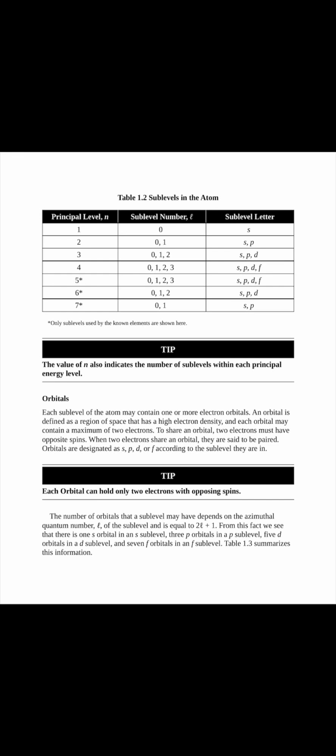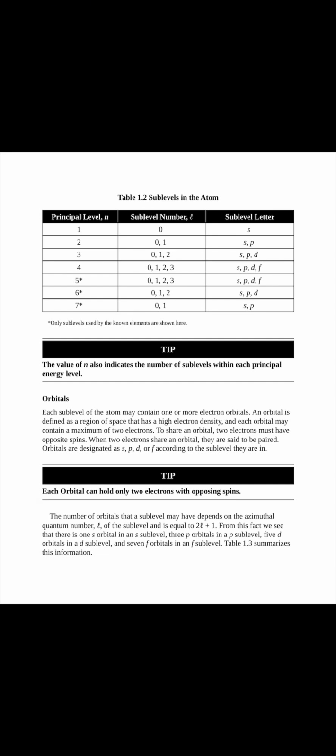Table 1.2, sublevels in the atom. For principal level n equals 1, the possible sublevel number is 0, and the sublevel letter is s. For principal level n equals 2, the possible sublevel numbers are 0 and 1, and the sublevel letters are s and p. For principal level n equals 3, the possible sublevel numbers are 0, 1, and 2, and the sublevel letters are s, p, and d. For principal level n equals 4, the possible sublevel numbers are 0, 1, 2, and 3, and the sublevel letters are s, p, d, and f.